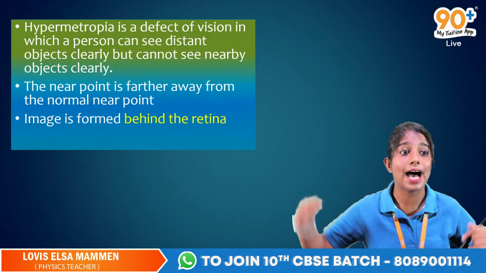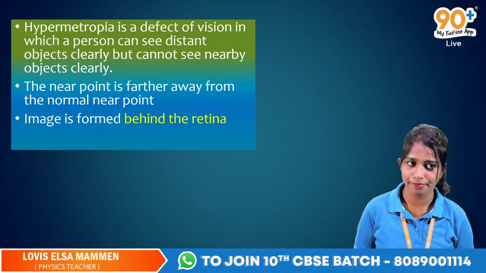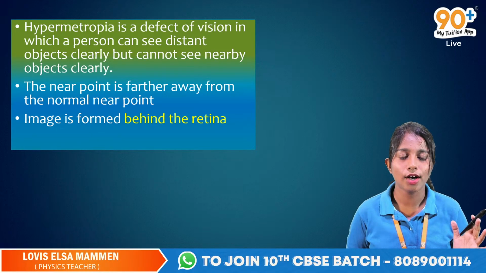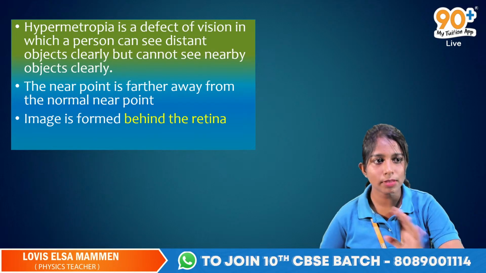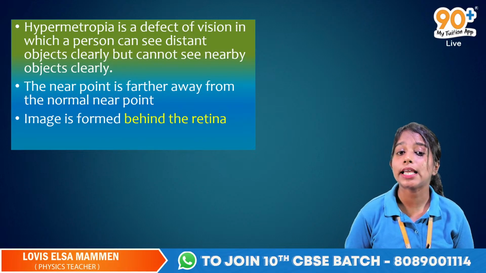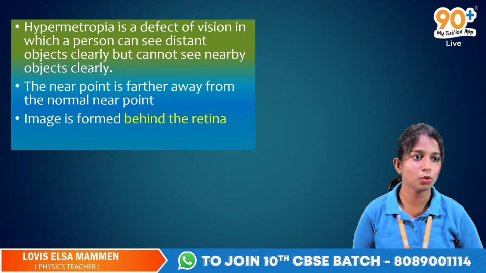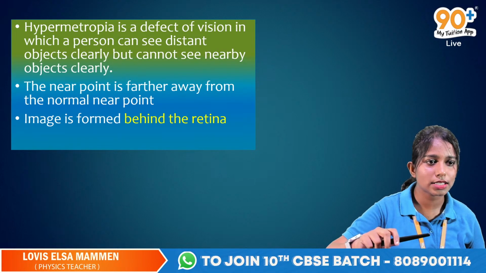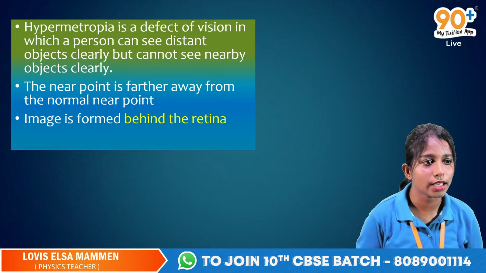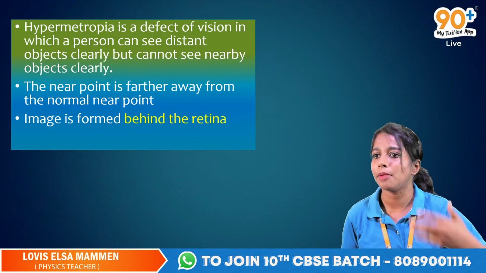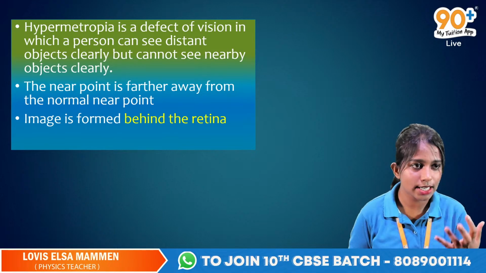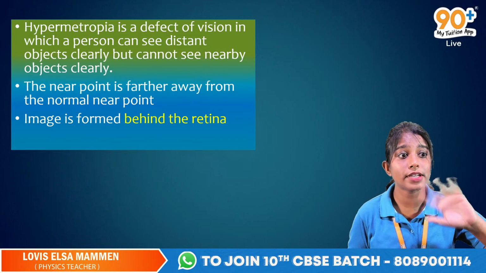But in the case of hypermetropia, listen carefully. Normal near point is 25 centimeter, but for a hypermetropic person, the near point is farther away. It is not 25. It is farther away from the normal near point. If the normal near point is 25 centimeter, for a hypermetropic person it can be 50 centimeter. Got it? So it is due to the difference in the near points.